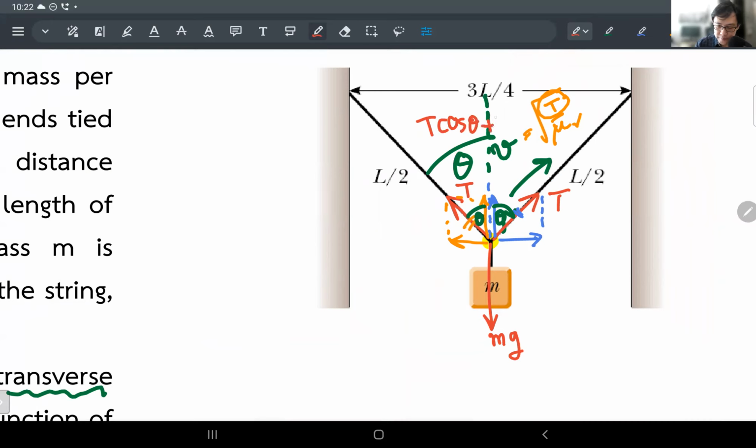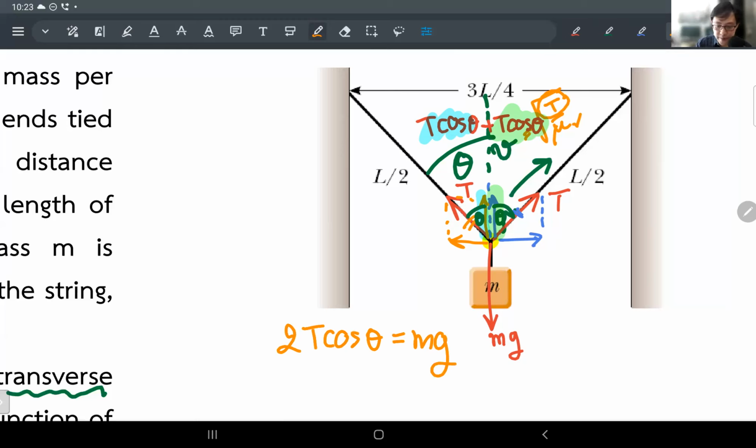Two of them. You guys follow? Okay, so the component that is pointing up is right there. That's T cosine theta. That component right there is another T cosine theta. Okay, and that's it. It's almost done. So with that, what you have is the 2 T cosine theta pointing up is going to be equal to the mg that's pointing down.